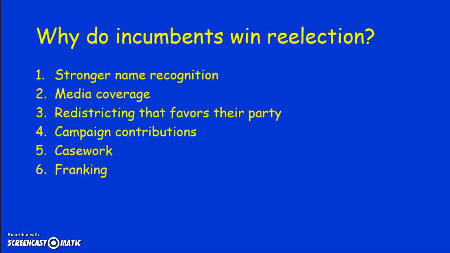The franking privilege is sending mail free of charge. So they have free mail back to their constituents to tell the constituents all the wonderful things they're doing for them in Washington, D.C. So you see the deck is really stacked in favor of incumbents. It's very difficult for someone who is not known to challenge an incumbent.